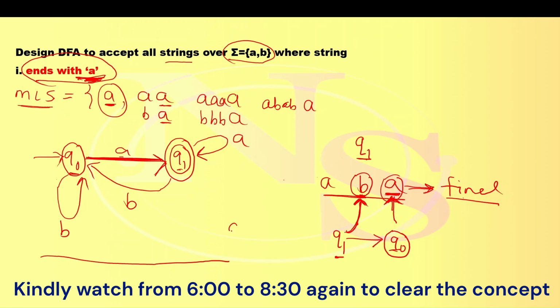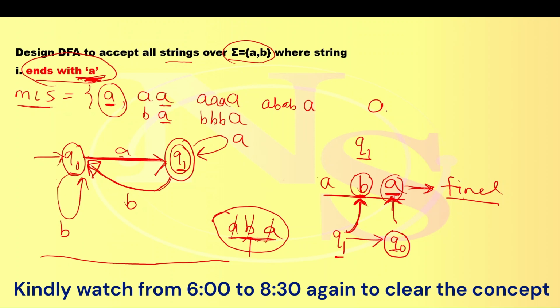For example, our string is ABA. First symbol A, Q0 reading A, going to Q1. Second symbol is B, Q1 reading B, going to Q0. So B has been read. Third symbol is A, Q0 reading A, going to state Q1. Q1 is a final state, the string is completed, our state is final, hence ABA is accepted.